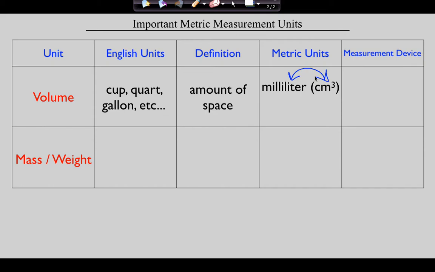But guys, what if we want to find the volume of things that are bigger? We don't use milliliters. What do we use? We use liters.